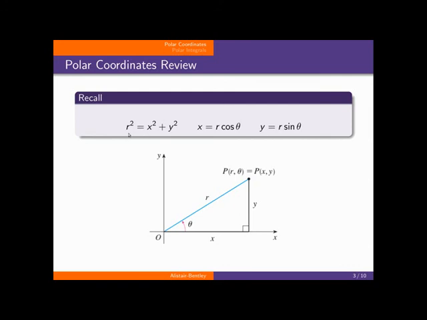First, r squared will be equal to x squared plus y squared, and this follows from the Pythagorean identity that applies to right triangles. Secondly, the x-coordinate is going to be equal to the length times the cosine of the angle that's created with the x-axis. And the y-coordinate is going to be given by the length r multiplied by the sine of the angle theta.